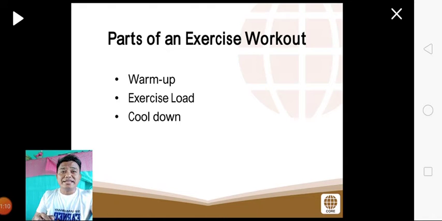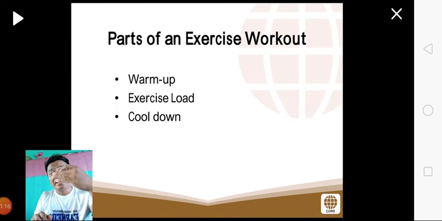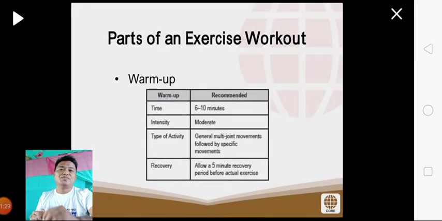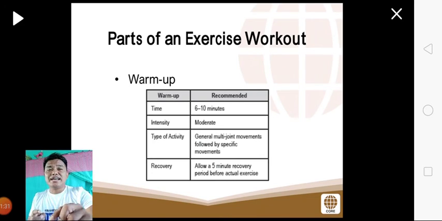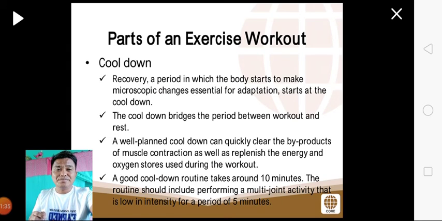Before you have an exercise workout, number 1 is warm up. Dapat warm up para dili mo ma-injure. Next is exercise overload, which is the main exercise. And the last one is the cool down. So these are the parts of an exercise workout: warm up, exercise overload, and cool down.